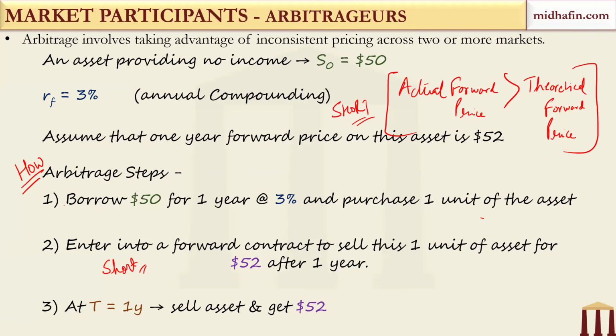But suppose the actual forward price is less than the theoretical forward price, then it indicates that the forward is underpriced. In that case, you will go long on the forward. So when you understand how to calculate this theoretical forward price, which depends on many factors like the spot price, the interest rates, time to maturity, all these things will be incorporated. Then you compare the actual forward price against the theoretical forward price.